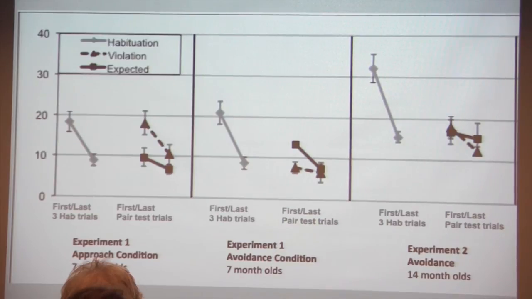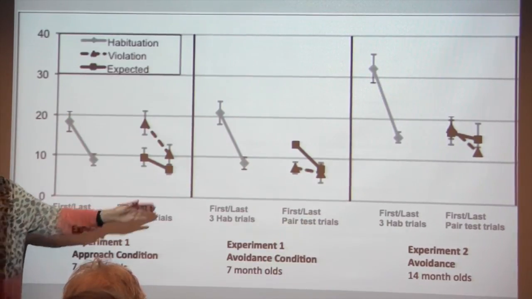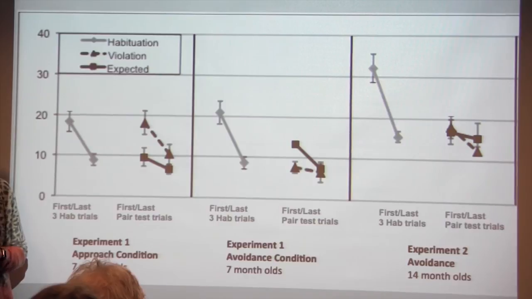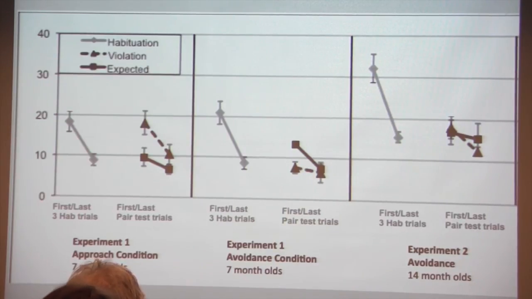So that was 7-month-olds, so we decided, okay, well, let's go up to 14-month-olds, which is the age at which they're still failing these other disjunctive syllogism tasks. So maybe they can integrate their representations of agency with some representation of negation.